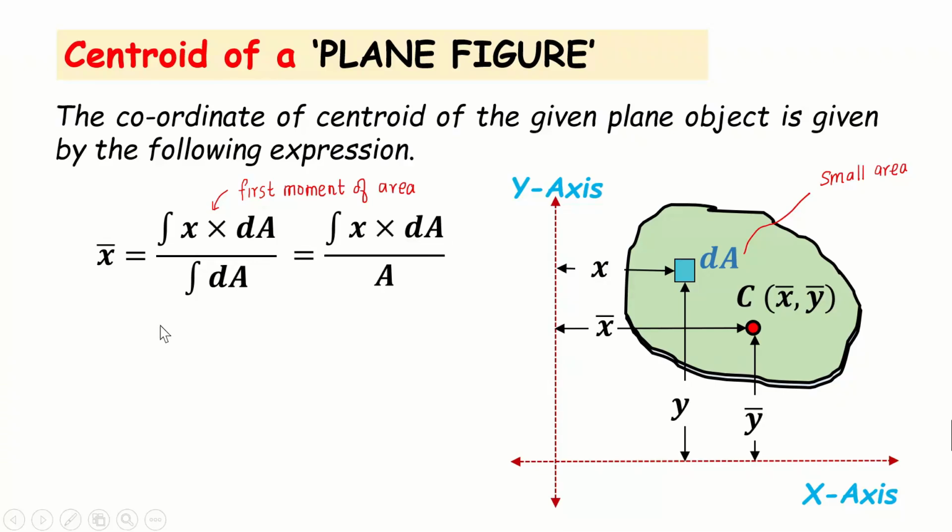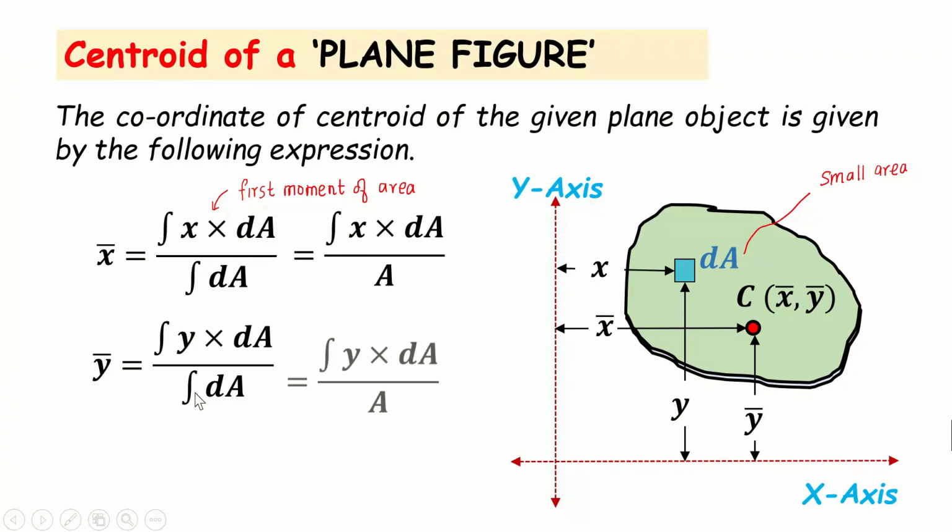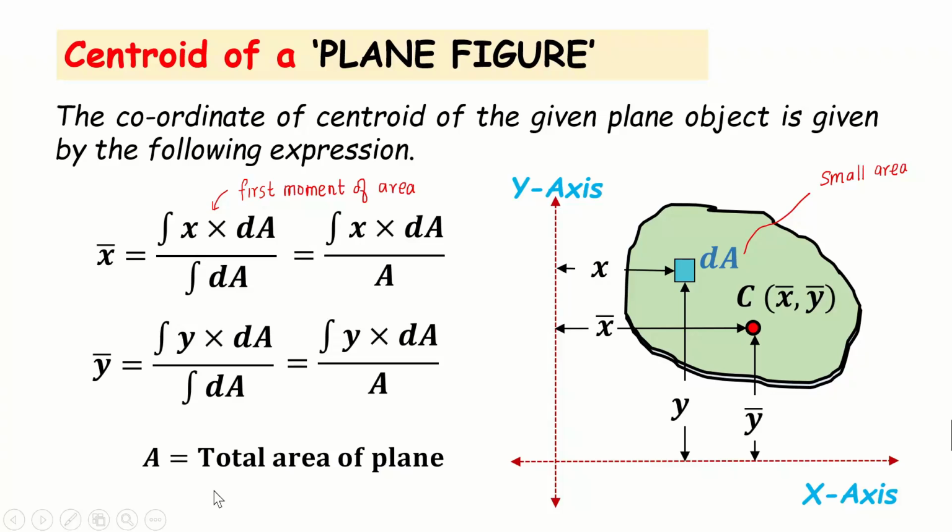In a similar way, I can also find the y coordinate of the centroid, that is the first moment of the area with respect to the x-axis. Here you can see, dA times y, integrated, divided by the integration of small areas over the entire plane. If I simplify, I will get, friends, the integration of y times dA over the total area of the plate or plane. Here I have already told you, friends, A stands for the total area of the plane. This is the procedure I am going to follow to find the x coordinate and y coordinate of the given plane object. Now we will do some examples and find the exact expression of the centroid of a plane figure. So let's see, friends.